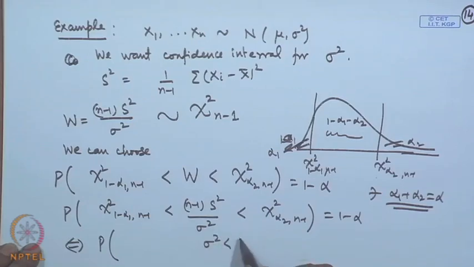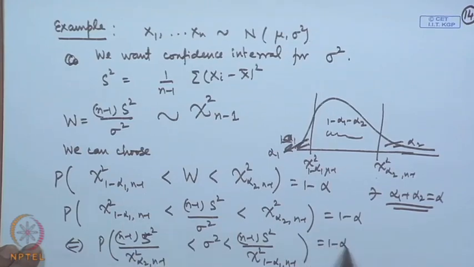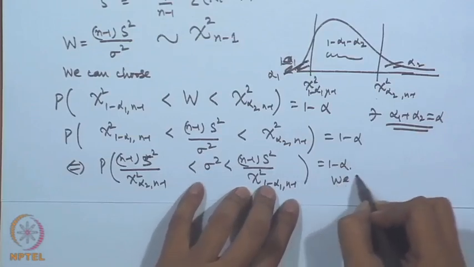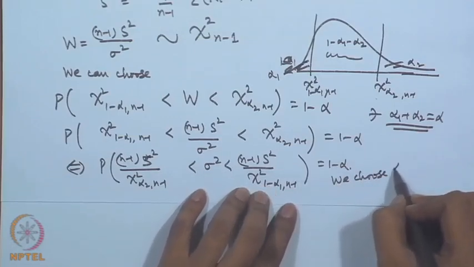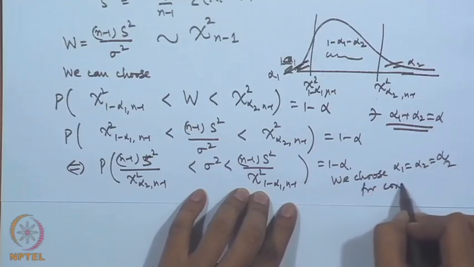sigma square less than (n minus 1) S square by chi square 1 minus alpha 1, n minus 1, and greater than (n minus 1) S square divided by chi square alpha 2, n minus 1, that is equal to 1 minus alpha. For convenience, we may choose, say, alpha 1 equal to alpha 2 equal to alpha by 2.